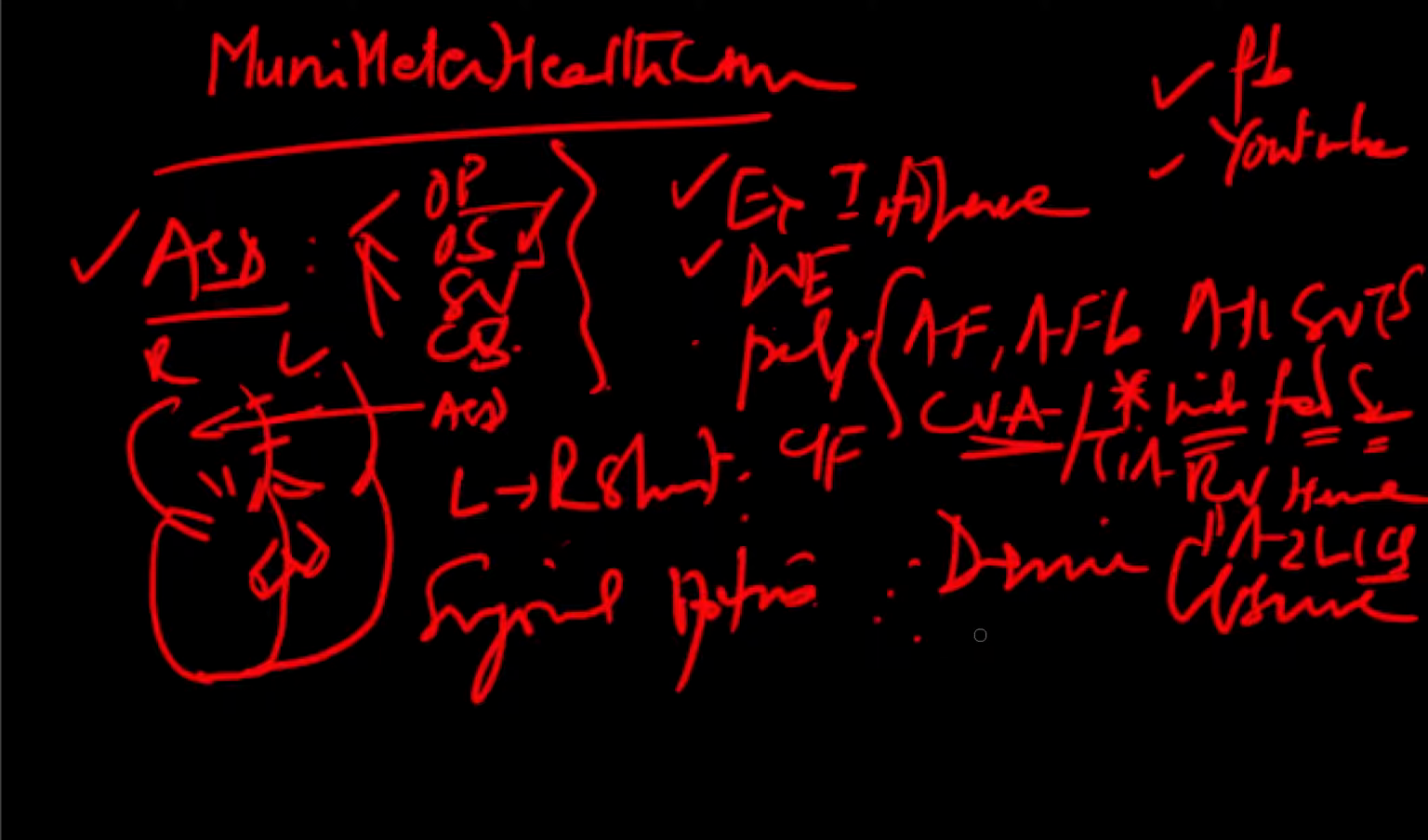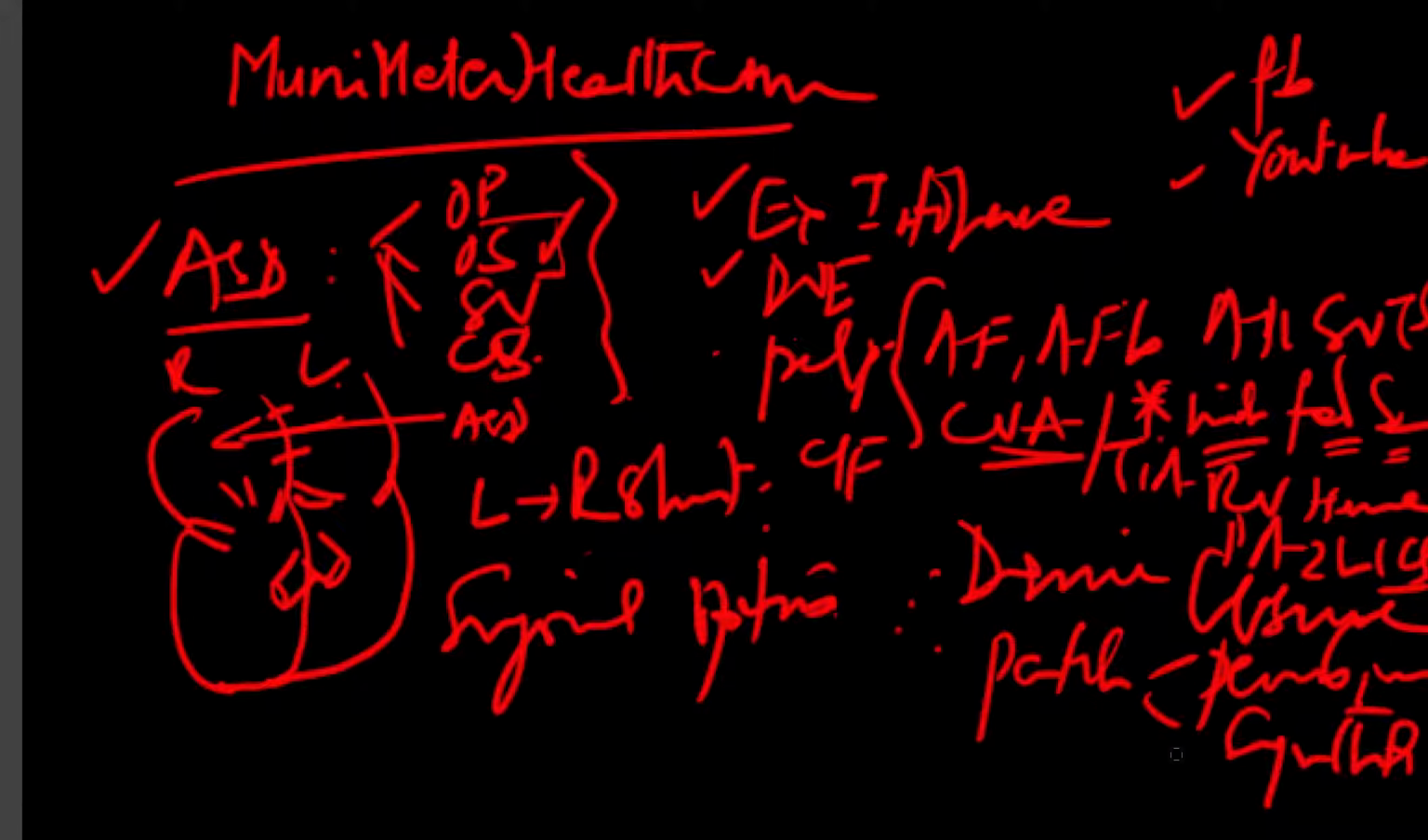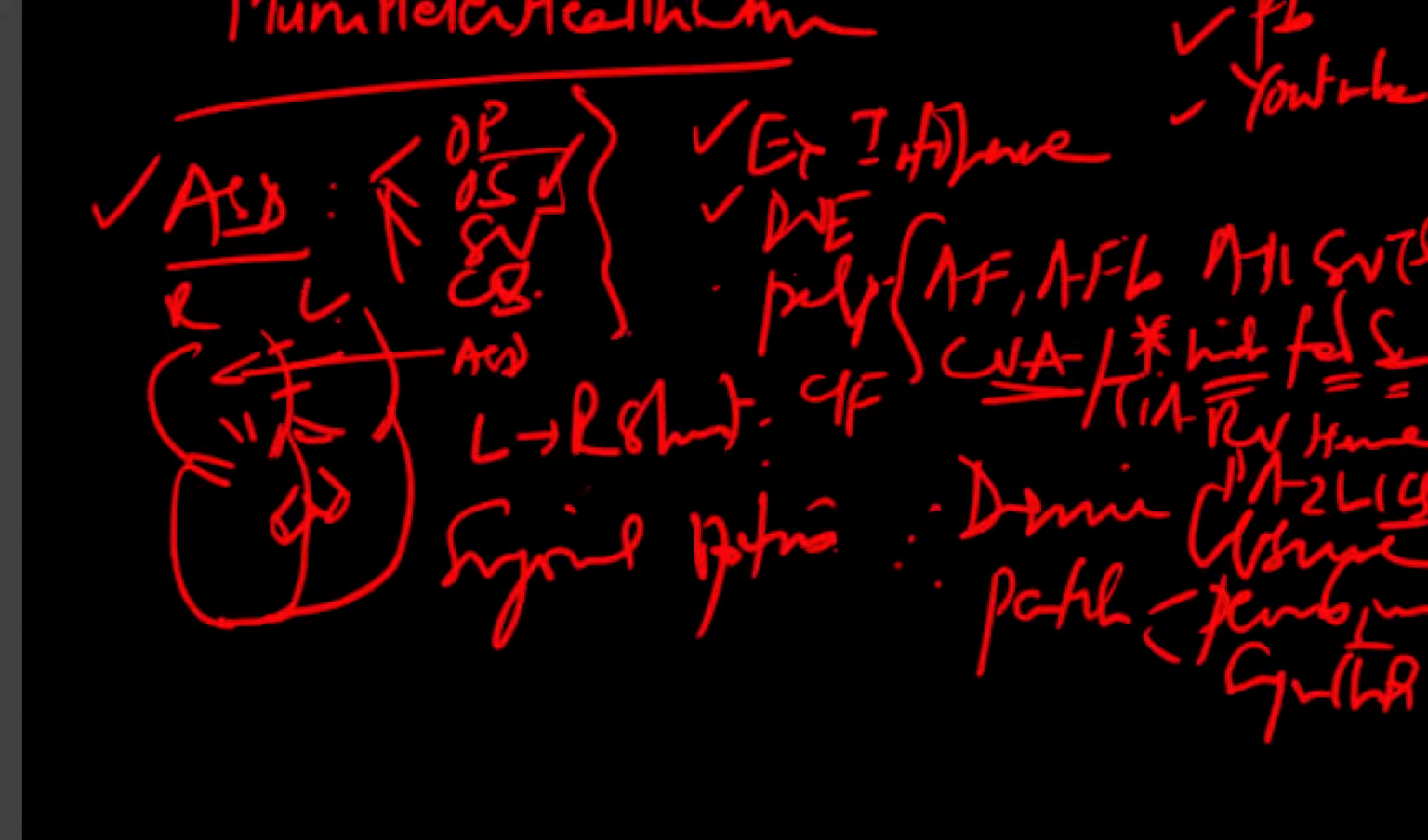Device closure, and the other one is obviously a patch, and the patch could be either from the pericardium of the individual, or it may be a synthetic patch, a synthetic Dacron patch as they call it. So either of those two are the norms. So having said that, then we see the following.